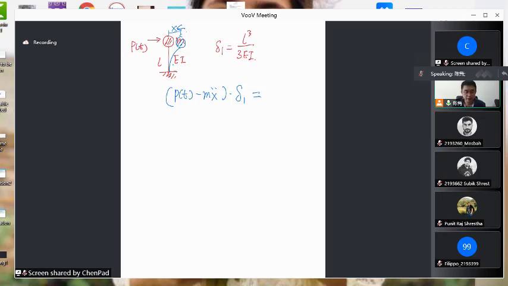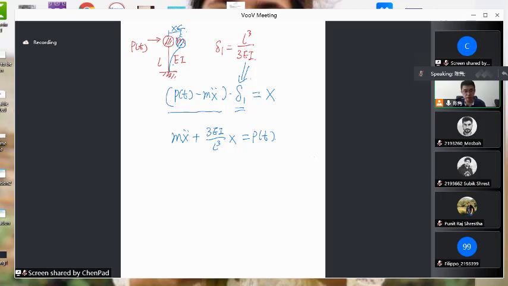It should equal X, right? Because this is due to unit force, and this is actual force. So this is the flexibility method, okay? Then you bring these things into this, and you can have the final expression for this, L^3/3EI. X equals P(t). So this is the final equation of motion for this system.